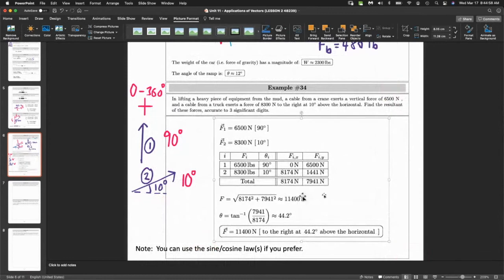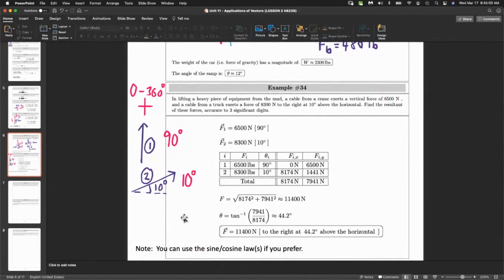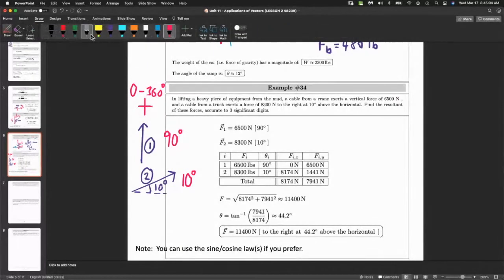My intention is not that you can write this down in 5 seconds. I just want you to see that the setup is almost there for you, though. So there's the 90 and the 10 that you talked about. See, 90 and 10. The magnitudes are 6,500 and 8,300. So really the centerpiece of this question is the table. So here's the actual table.